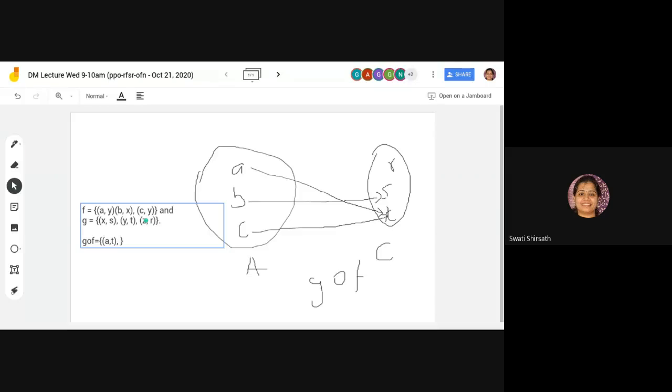Okay? Then from this mapping, the one we have drawn here, you can also get it directly from here. If you want to avoid this, both types of answers are accepted. Then B to X is there and X to S is there. So B to S. Then C to Y is there and Y to T is there. So C to T. C comma T. We will not write about R. It will be as it is. So this is your g of f in the form of a set and in the form of a diagram. Getting this? Yes, ma'am.